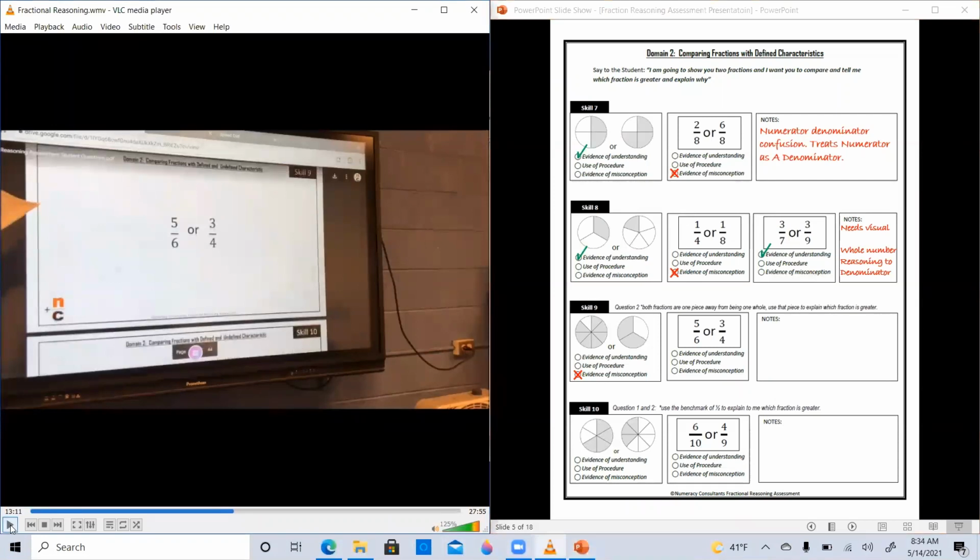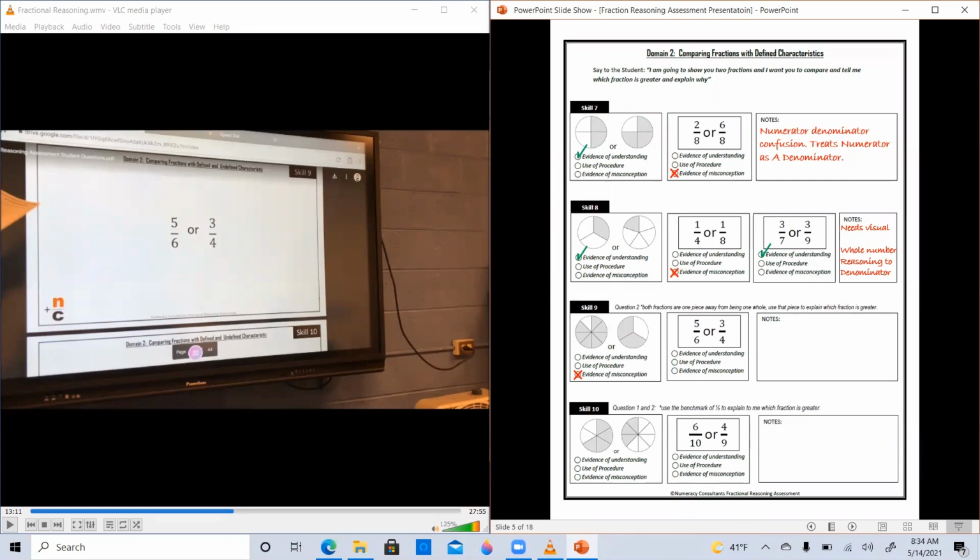Okay, same concept now. And then when you do this one, it has a prompt for question 2. It says, both fractions are one piece away from one whole. Use that piece to explain which is greater. So remember, what you're looking for is with 5/6, right? We know that 6ths are smaller than 4ths, right? But we're one piece away from a whole. So what we have is we need 1/6 to get to a whole. For 3/4, we need a 4th. So actually, though a 4th is larger than a 6th, you need less at 5/6 than you do for 3/4. So actually less is more.